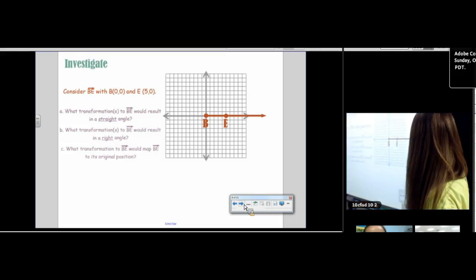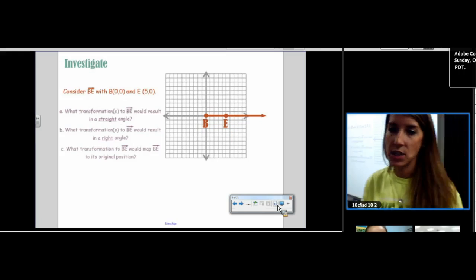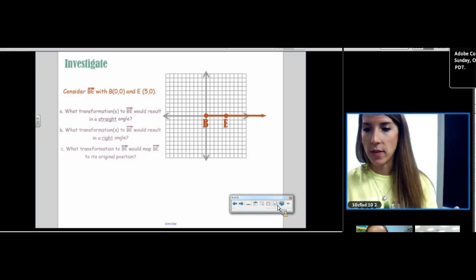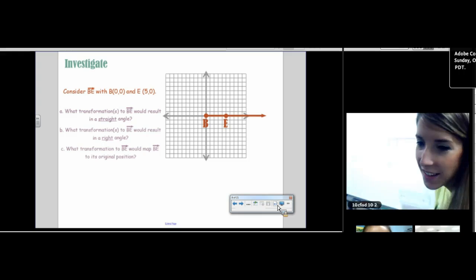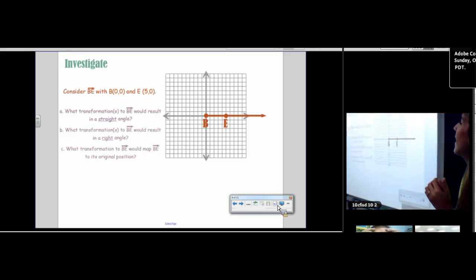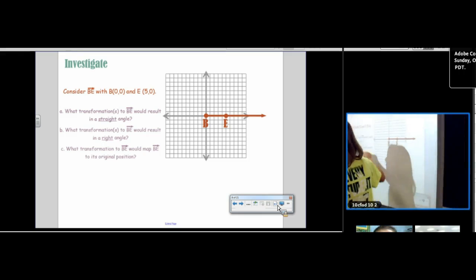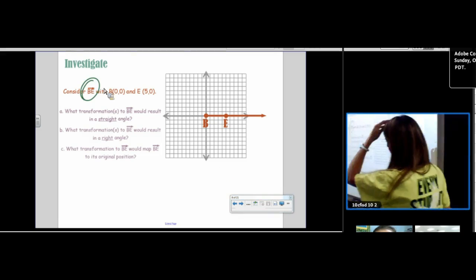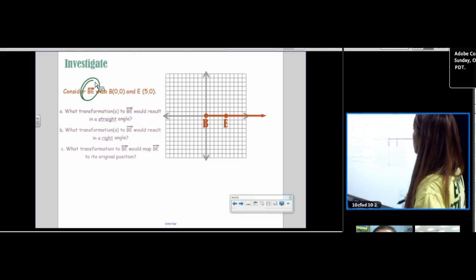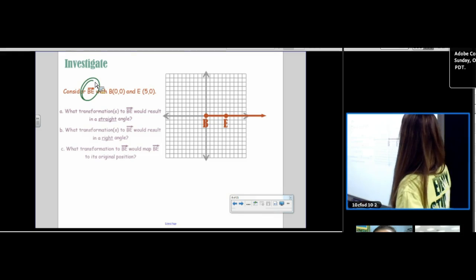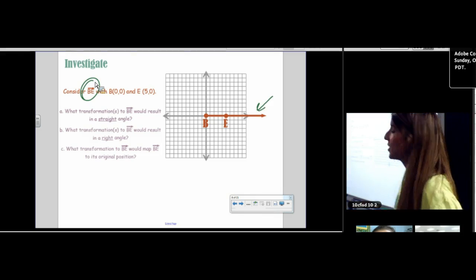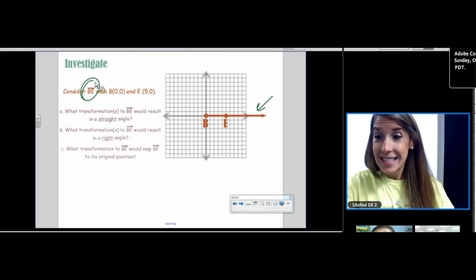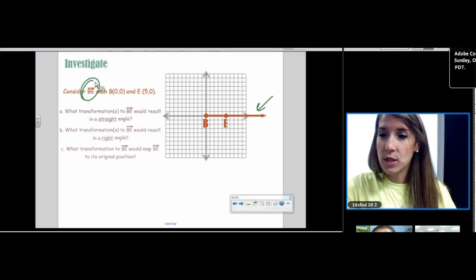All right, let's look at this really quick. No, you do not need to graph this. I just want you to think about this, okay? Consider ray BE with B at (0,0) and E at (5,0). So we're looking at this ray right here. What transformation or transformations to ray BE would result in a straight angle?